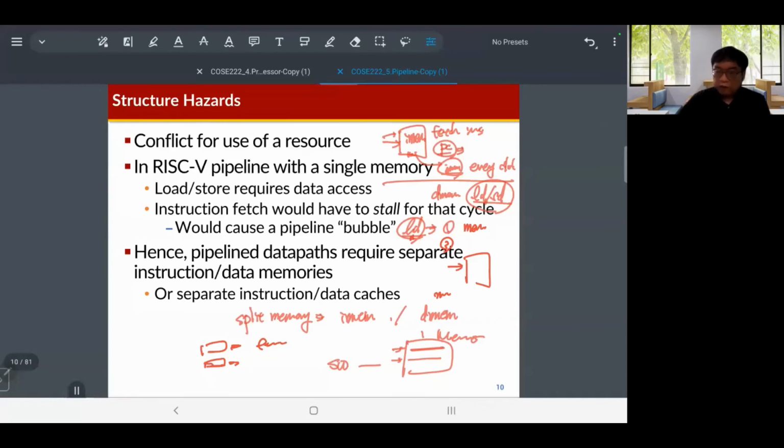That's why we split the instruction memory and data memory in this processor design. We want to avoid the structure hazard. So basically, structure hazards are not observed in our processor design, because the memory is split into instruction memory and data memory.